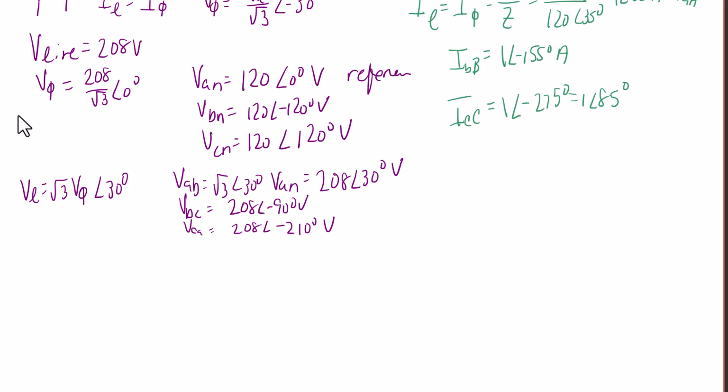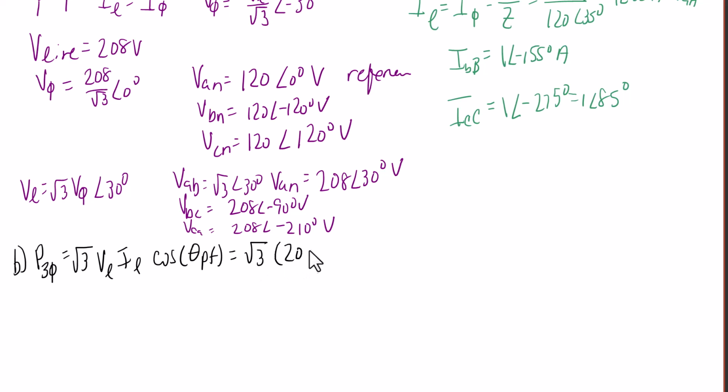Part B is to find the real, reactive, and apparent power supplied to the load. The way we're going to do this is we're going to use the formula. The power for the three-phase load is going to equal square root of 3, the magnitude of VL, the magnitude of IL, the cosine of the power factor angle. So it's going to be the square root of 3 times 208 times 1 times the cosine of 35 degrees. So the total average power delivered to the load, or real power, is 295.1 watts.